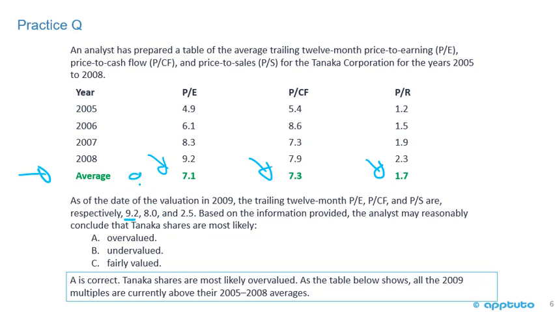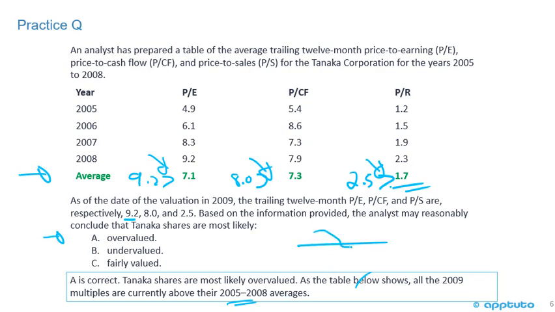So 9.2 is greater than 7.1, 8.0 is greater than 7.3, and 2.5 is greater than 1.7. So it says A is correct. Tanaka shares are most likely overvalued. As the table above shows, all the 2009 multiples are currently above their 2005 to 2008 averages.